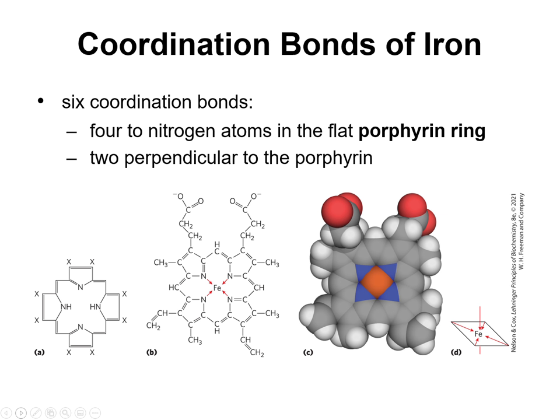So like I said, there's 6 coordination points. You can only really see 4 in the first 2 figures, A and B. But in D, you can see that there's also some binding from the top and the bottom. And those 2 we're going to talk about a little bit more in detail. Okay.